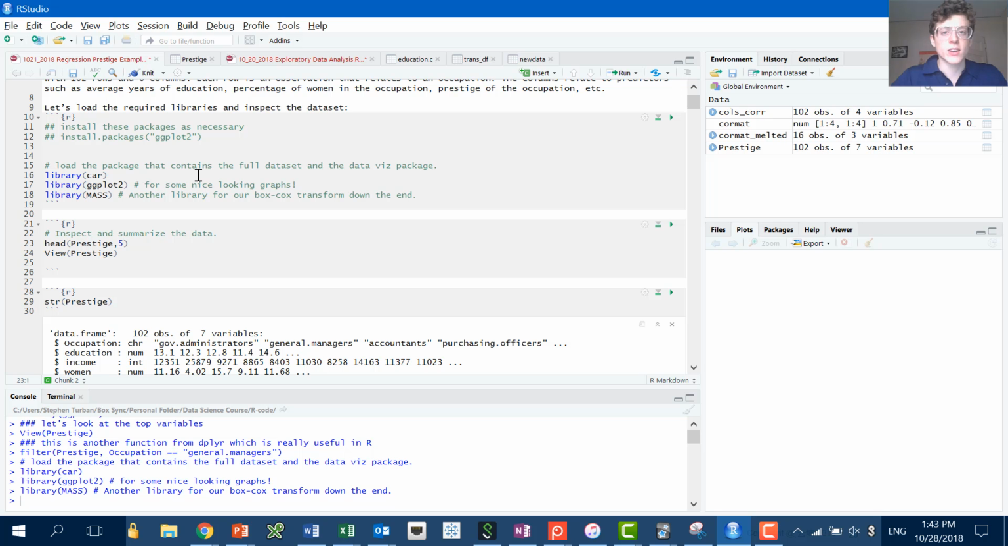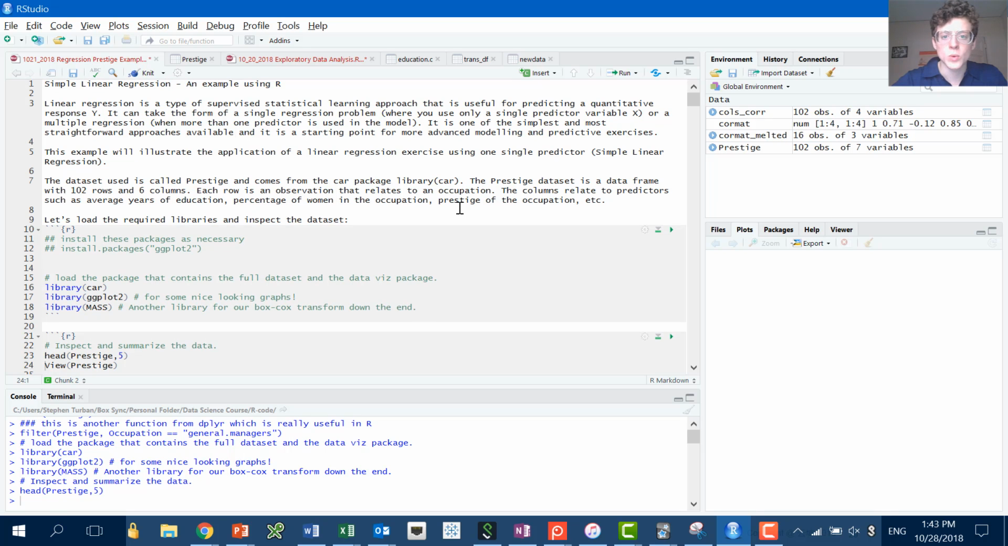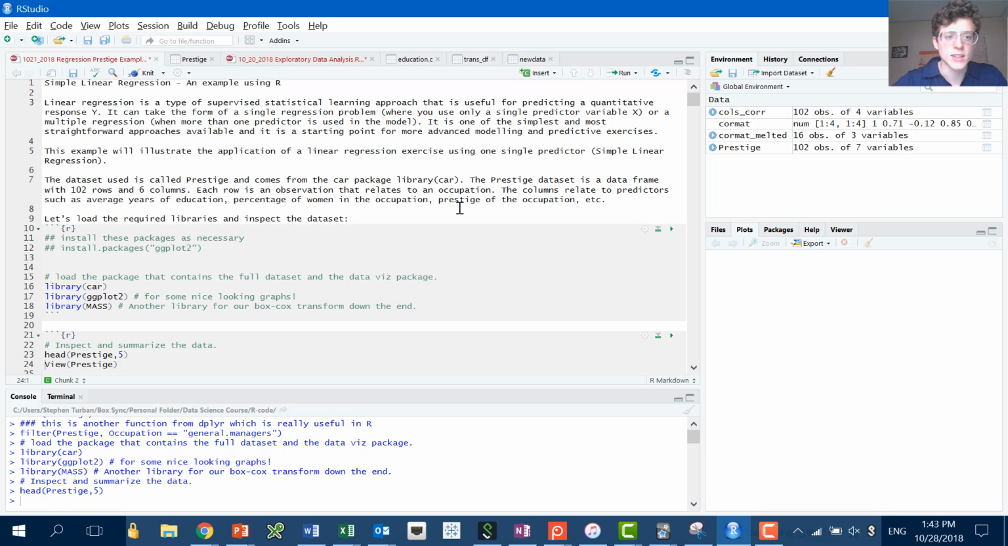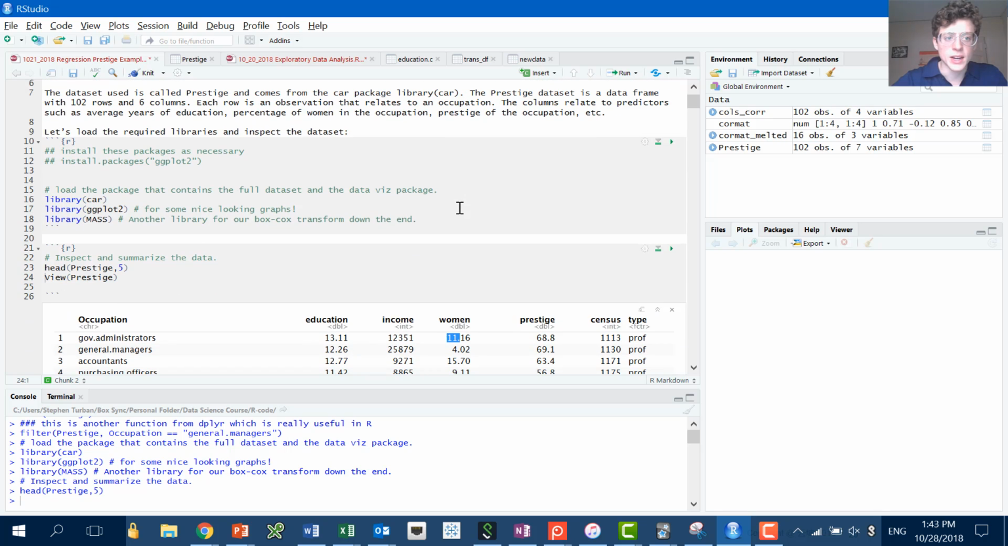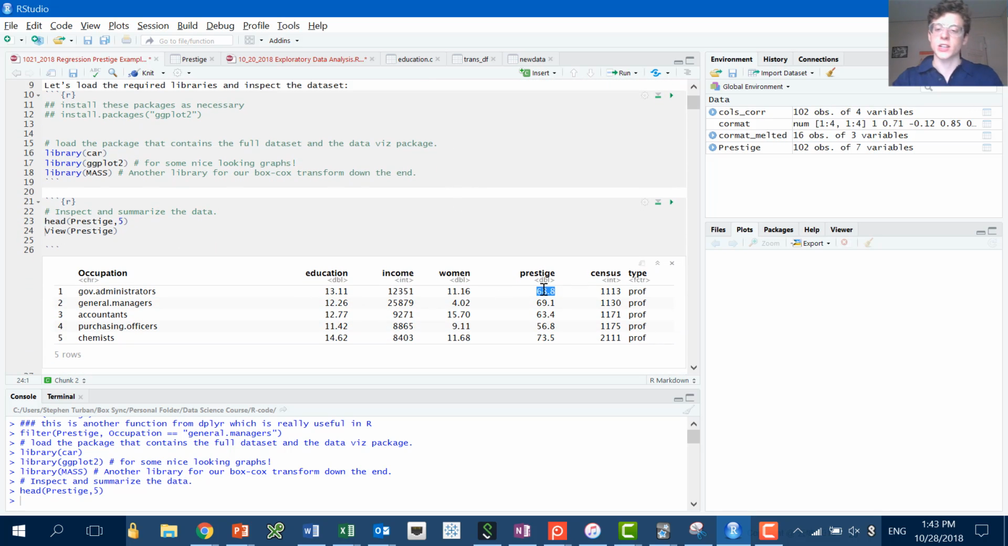And again, whenever you're starting analysis, always re-inspect your data. Just make sure it's what you expect it to be. Is this what it looks like? So we looked at this last time. Education, number of years of education. Income is in Canadian dollars in 1970, or 1971, 1972. Prestige is the prestige out of 100. Is it prestigious?